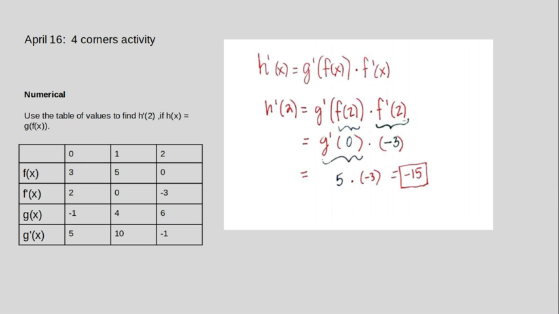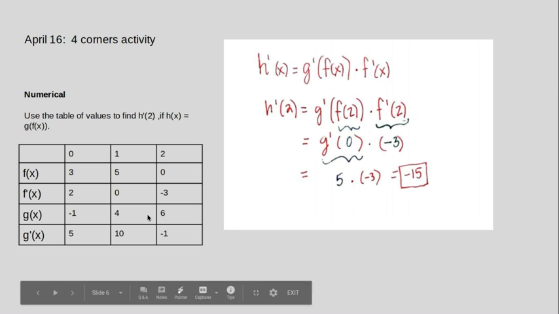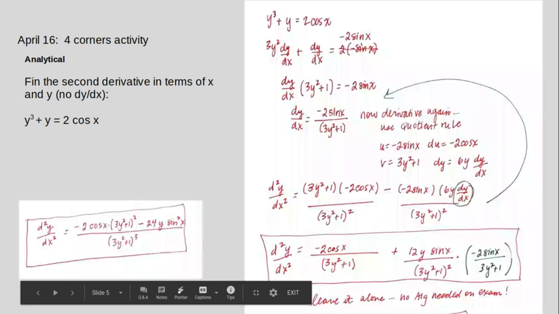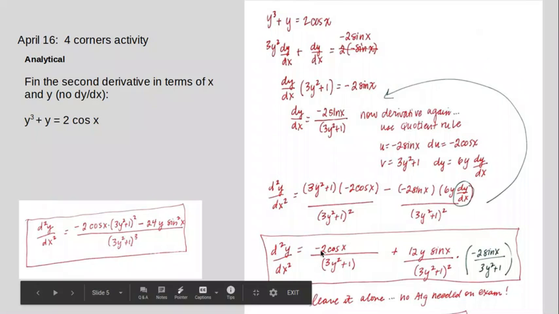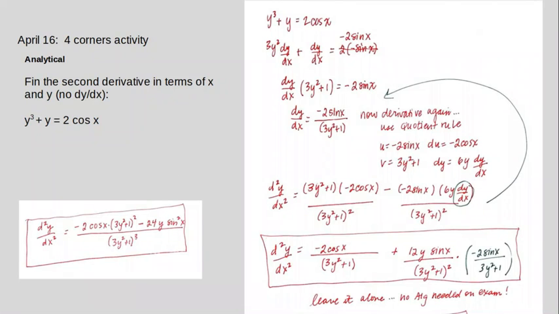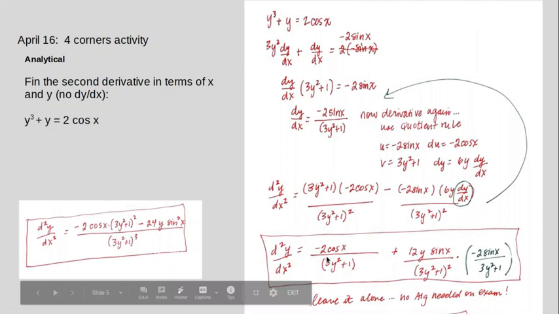2 out of the 5 of you, I think, had negative 18. Reconsider that one. All right, now the first problem, the analytical problem, this was a doozy. And I came up with this. And most of you came up with the answer.